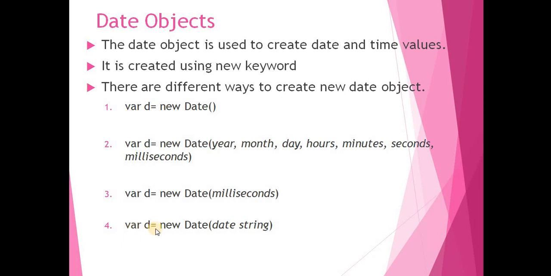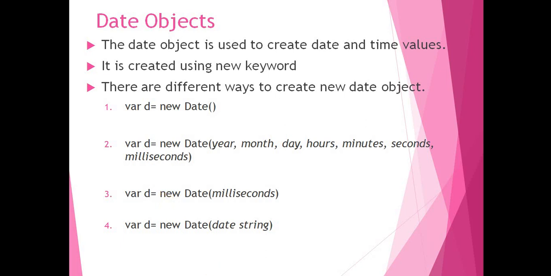Fourth one, var d equal to new Date(date string). Now when you use date string, you are basically writing some date. So whatever date you are writing, that date will be assigned to variable d. So these are the 4 different ways of creating your date object.